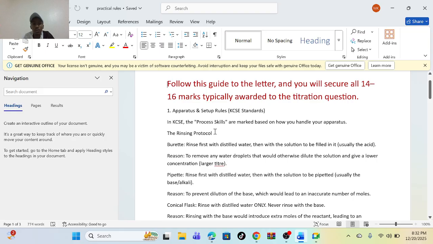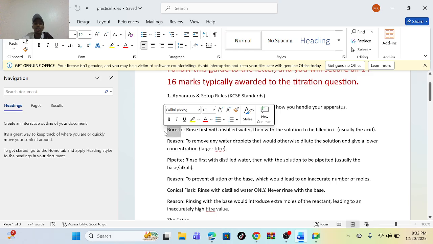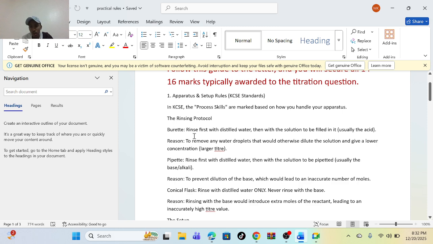Number 1, for KCSE, skills are required. You must have skills. So what is required, number 1, when you are doing the practical: what will you do for the burette? The burette you rinse first with the still water. Just rinse the burette with the still water. Why? To remove any droplets.